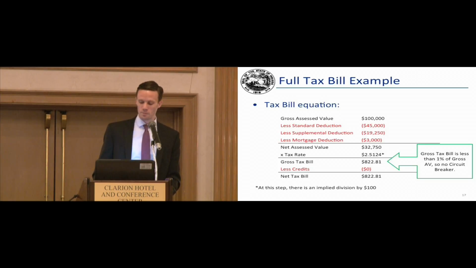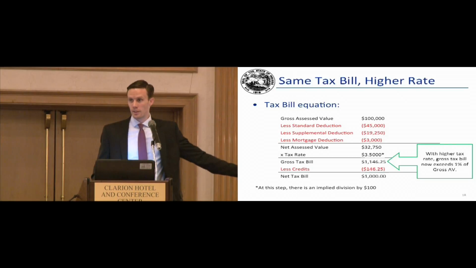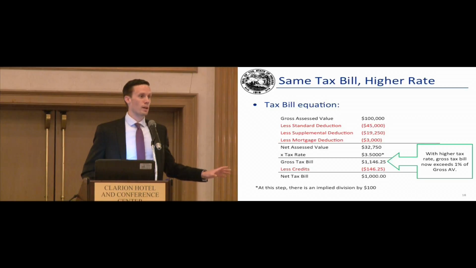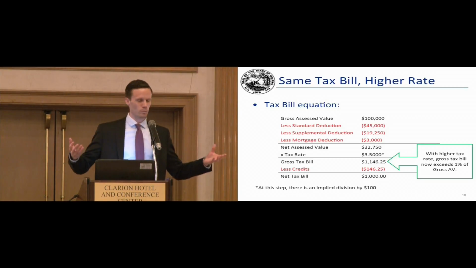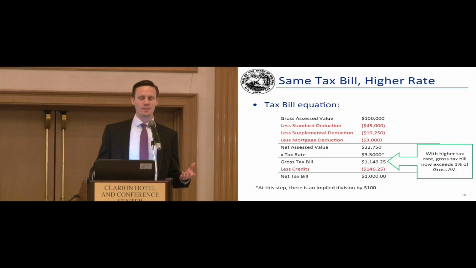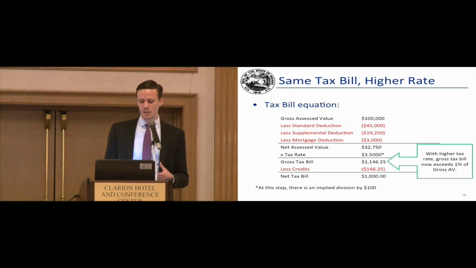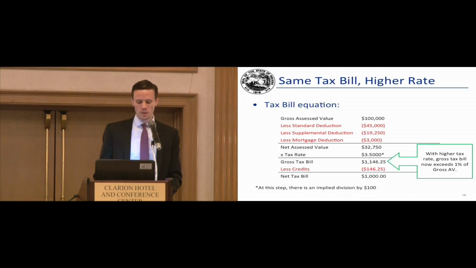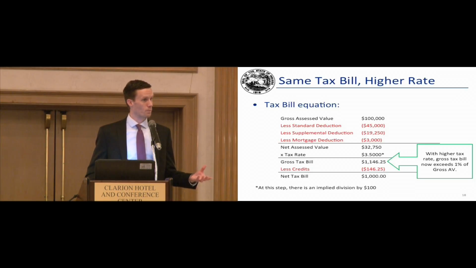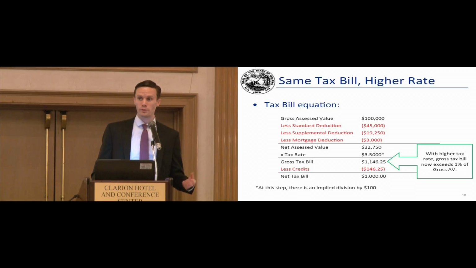So just kind of flipping back and forth between these two. This is the tax bill as it was before with no circuit breaker impact. I'm increasing the tax rate on this particular tax bill, so all other things are equal. It just so happens that the rate for the taxing district where they live comes to $3.50. Well, at $3.50 multiplied by the net assessed value, we now end up with a gross tax bill that exceeds 1% of the gross assessed value of this taxpayer's home. And so as a result, they're going to be eligible for the 1% circuit breaker cap.